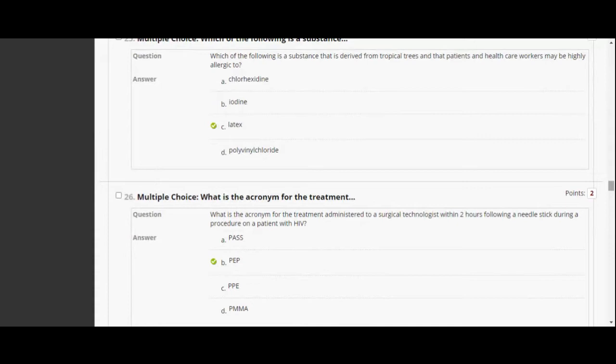Which of the following is a substance that is derived from tropical trees and that patients and healthcare workers may be highly allergic to? And that's latex. Most facilities now do not allow latex balloons in patients' rooms. I know at St. Al's, and I'm pretty sure it's the same way at St. Luke's, we no longer have latex gloves anymore. We're getting rid of latex drains.